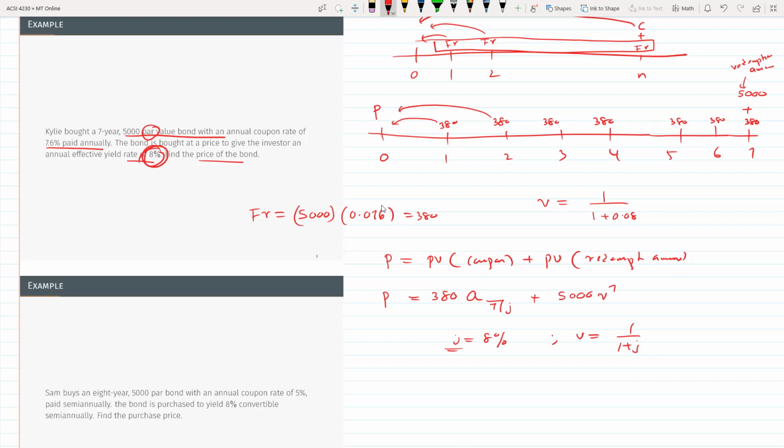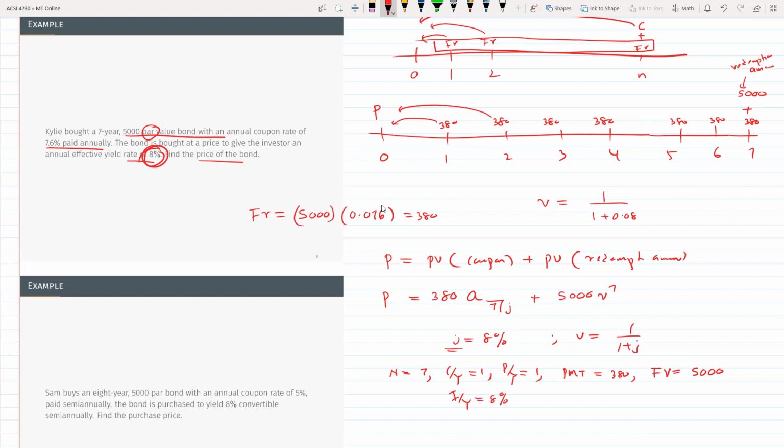In the calculator, you're going to use N equals 7. Compounding per year is 1. Payments per year is 1, because coupons are annual. The payments are going to be 380. Usually the future value is either 0 or the one we are calculating, but now we are going to set the future value at 5,000. And the rate is 8%.